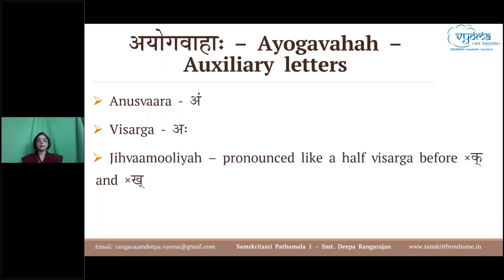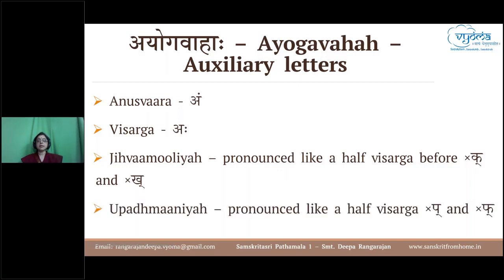Then there is Jihvamuliyaha. The Jihvamuliyaha is nothing but a Visarga, but when it comes before k and kh, it is pronounced as k and kh. And the same thing, the Upadhmaniya, the Visarga, when it comes before p and ph, it is pronounced as p and ph. So these are the auxiliary letters.